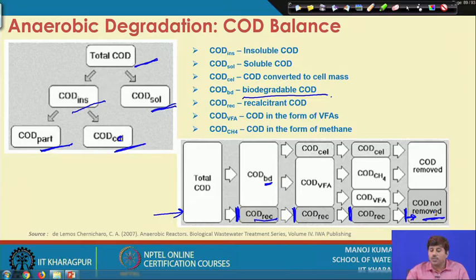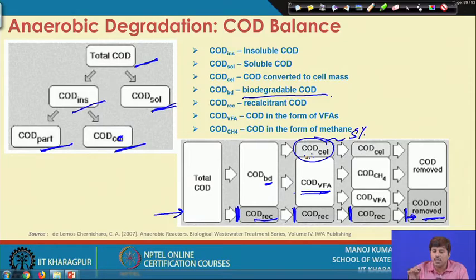Now, what happens to the COD which is biodegradable? Through the steps of hydrolysis, acidogenesis and acetogenesis, it will eventually convert to volatile fatty acids, because the biodegradable portion of organic matter is going to convert to volatile fatty acids and some is going to convert to cell mass. As we discussed, this may be around just 5% of that, but still there will be some COD which will be converted to cell mass.